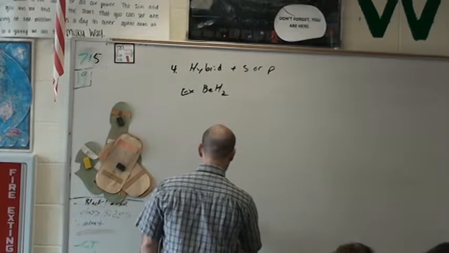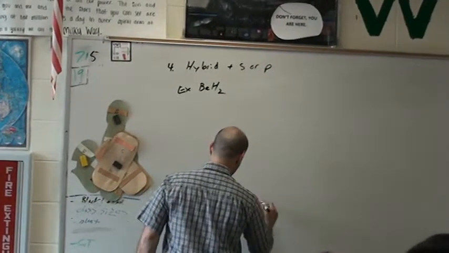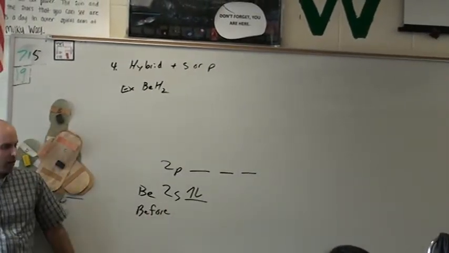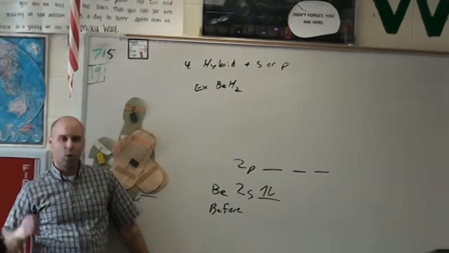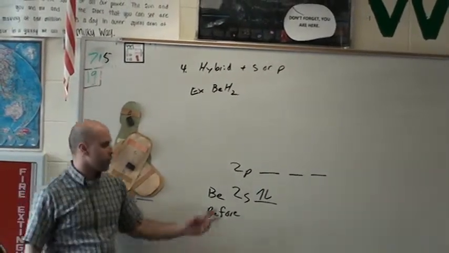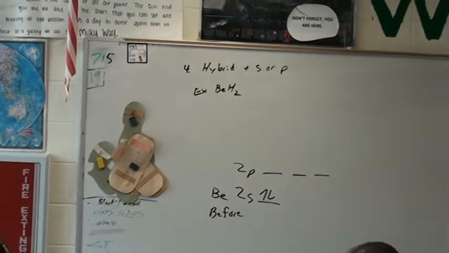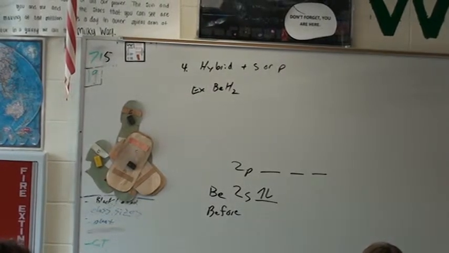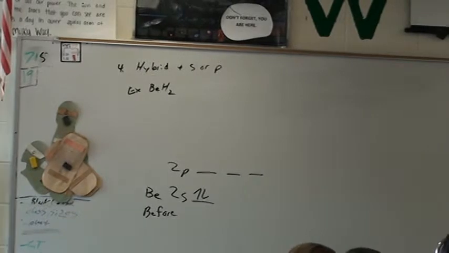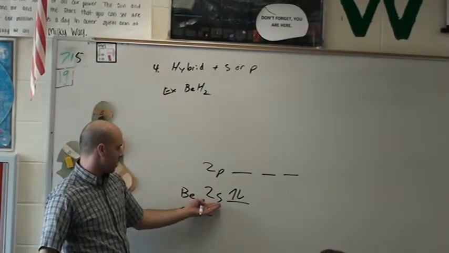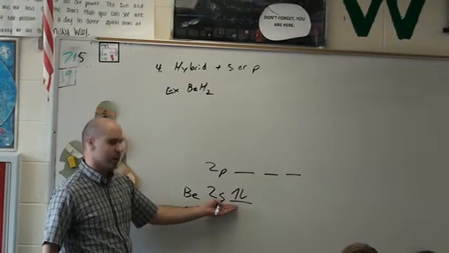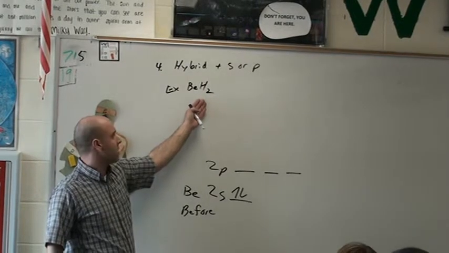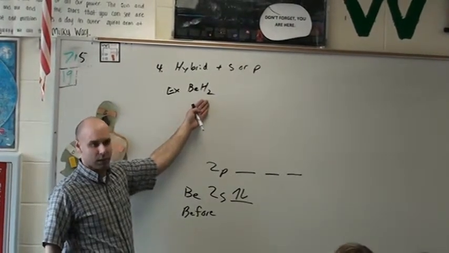All right, so beryllium, before the bonding occurs, was this. And we said, hey, these things are already paired up. So why would beryllium want to bond when all of its electrons are already paired? So just based on its electron configuration, we would say, yeah, beryllium wouldn't bond. But we know that it does. It makes this compound. So now it's on our shoulders to figure out how it does it.